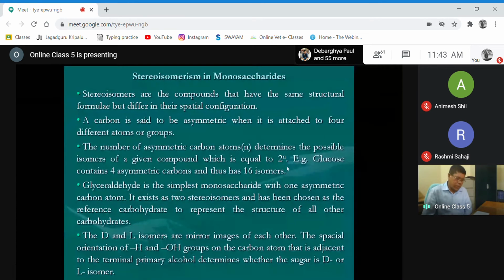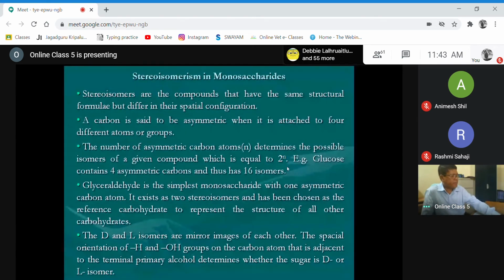Okay, next is stereoisomerism in monosaccharides. You must have already studied in your chemistry class what stereoisomers are. Stereoisomers are compounds that have the same structural formula but differ in their spatial configuration. Means these are molecules which have the same structural formula, but how the groups are arranged in space in that molecule is different.